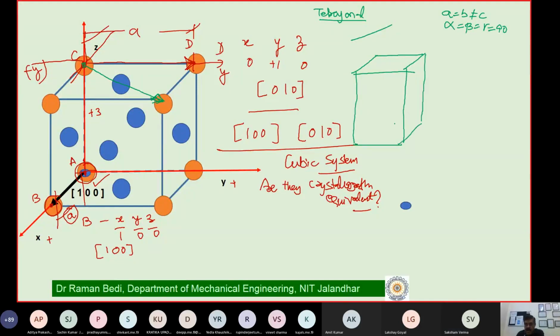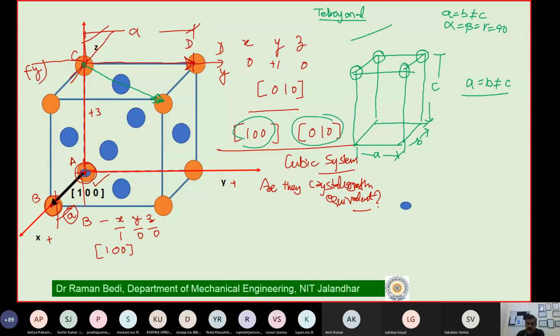I can draw it like this: if this is the tetragonal unit cell, this is A, this is B, this is C. So A equal to B, not equal to C. Now, the statement we made just here, that 100 and 010 are crystallographically equivalent, is this statement valid for the tetragonal system also, or is it invalid? No, sir, it's invalid because the length would be.